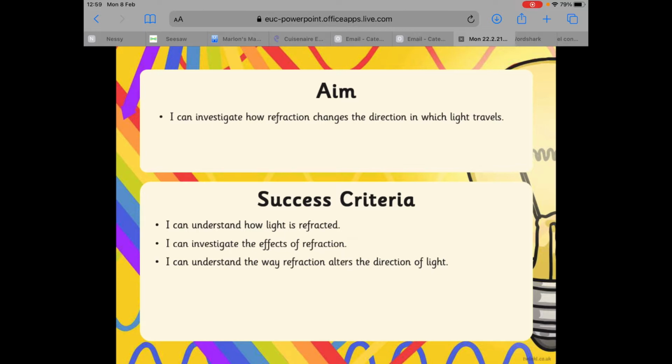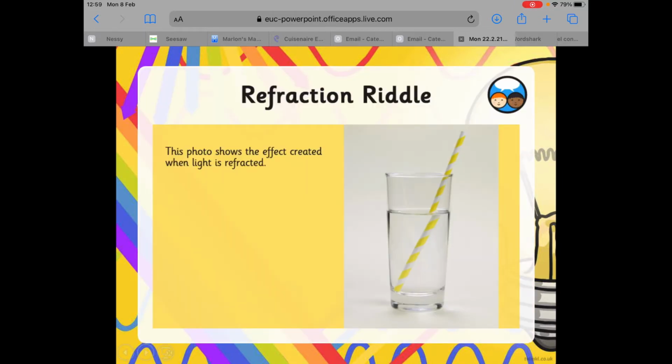So we already know that light travels in straight lines. We already know that it can travel through water, it can travel through air, it can even travel through a vacuum. But what happens when it goes from one of these to another? What happens? Let's have a look at this.